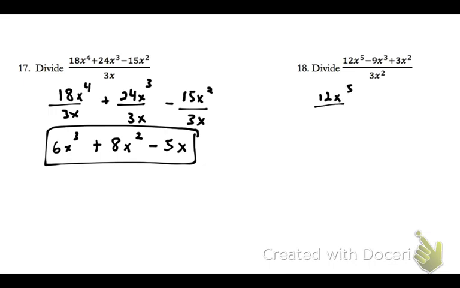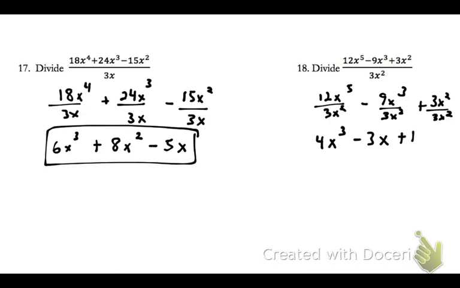12x to the fifth divided by 3x squared, a negative 9x cubed divided by 3x squared, and a positive 3x squared divided by 3x squared. So 12 divided by 3, there's 4x to the fifth divided by x squared. We're left with x cubed. Negative 9 divided by positive 3 is negative 3. X to the first, once to the first power, we don't have to write any exponent. And the same thing divided by itself is always 1.